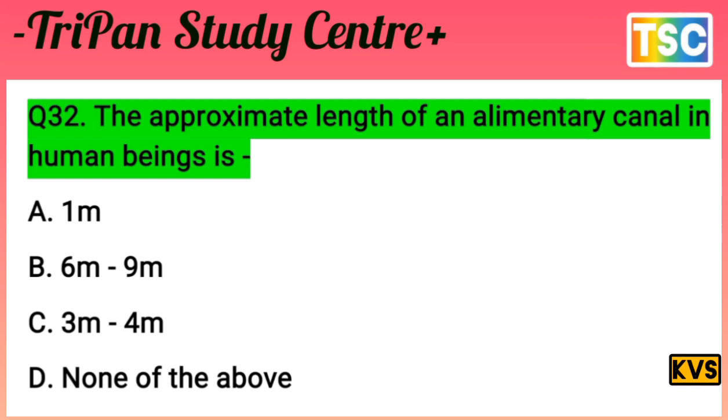So the correct answer here is 6 meter to 9 meter. It means option B is correct for this question. B is correct. The 6 meter to 9 meter is the approximate length of the alimentary canal in a human being. That's the correct answer here, B. Let's see the next question here.